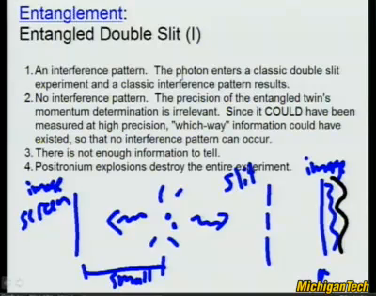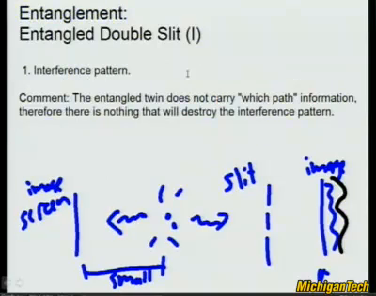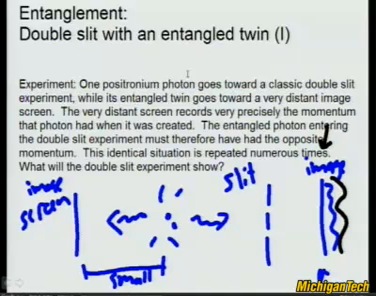All right, so the answer is interference pattern, to the best of my understanding. The entangled twin does not carry which path information. Therefore, there is nothing that will destroy the interference pattern. So I believe that you will get an interference pattern here. All right? So let's go around again.